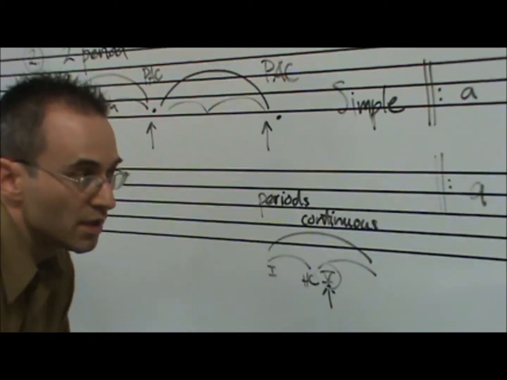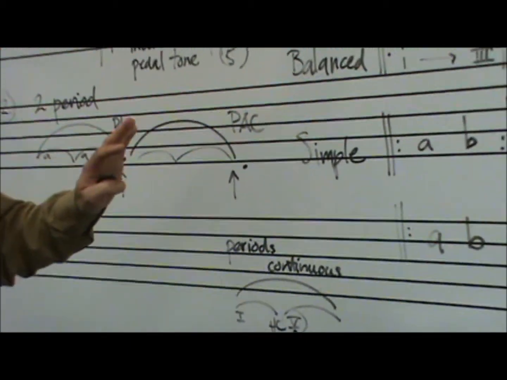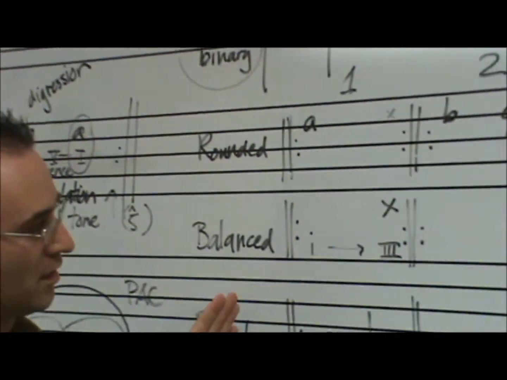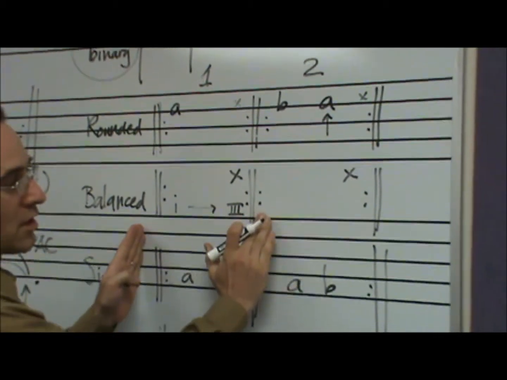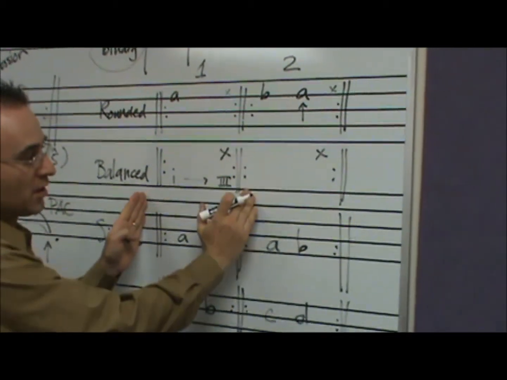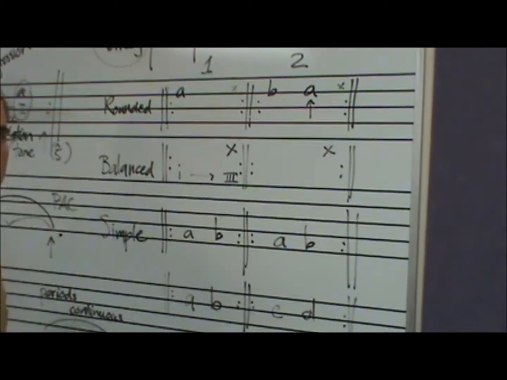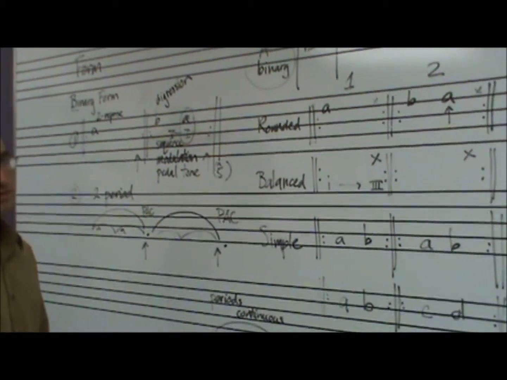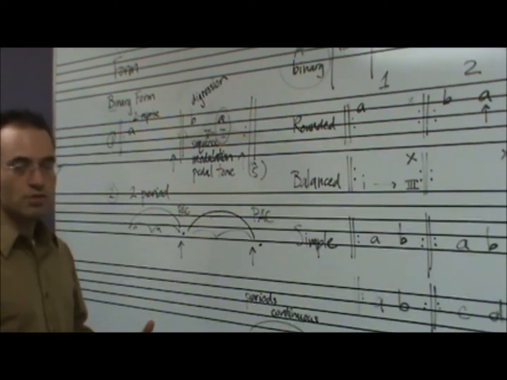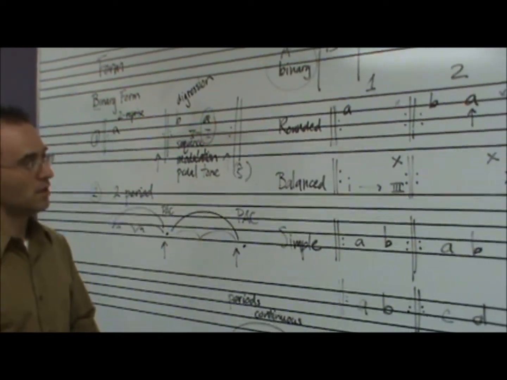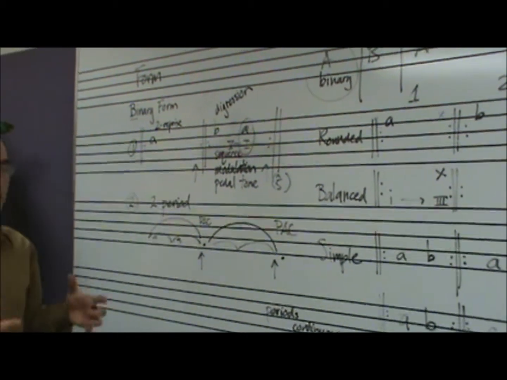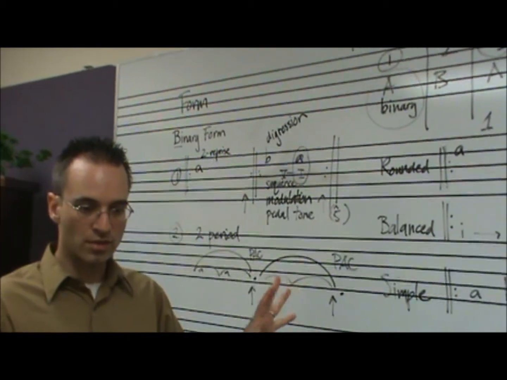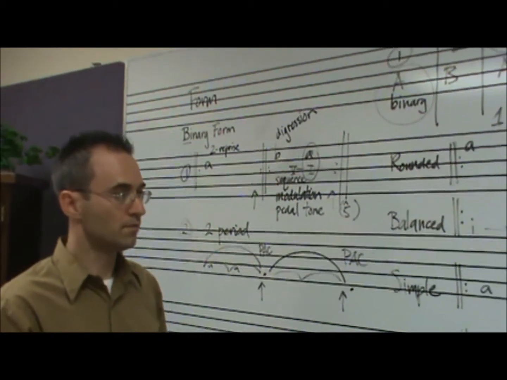That's not true when we're dealing with binary form. Here, we don't have to look at the beginning of the second section at all. All we're looking at is the end of the first section. That's a real difference between periods and binary form. So it's the same term, continuous here, continuous there for binary, but they have very different meanings. Just make sure you get those straight and you don't get them confused with one another.